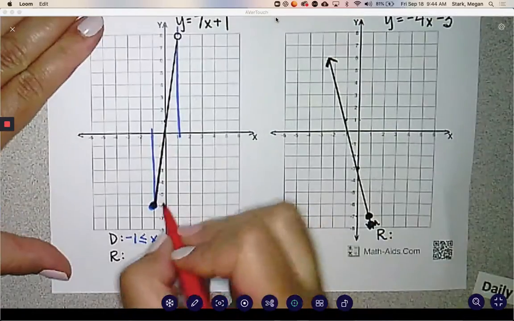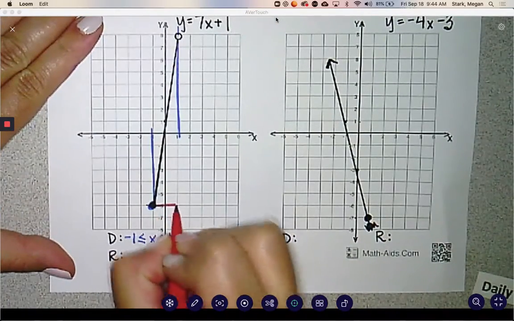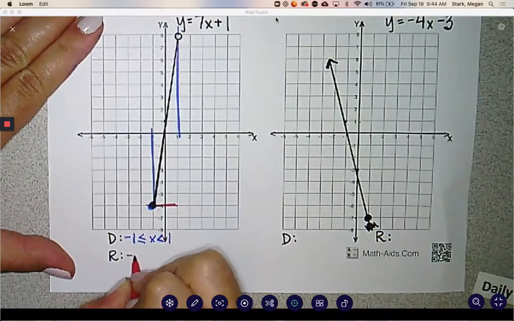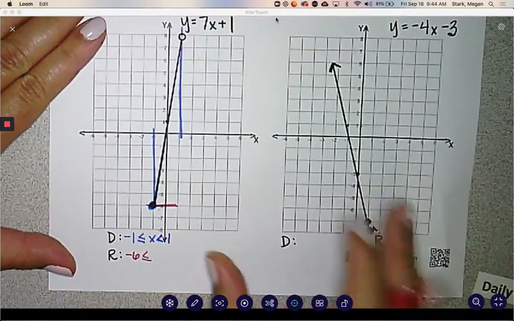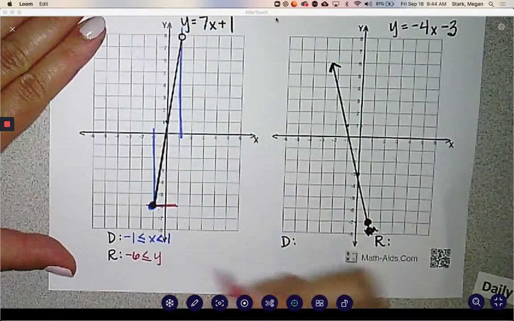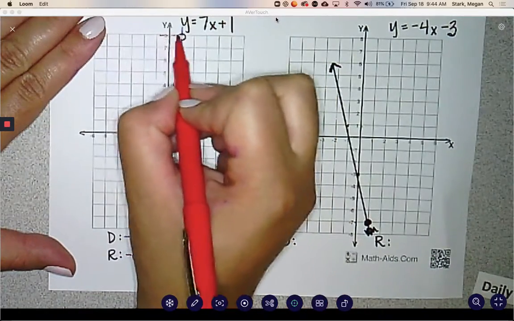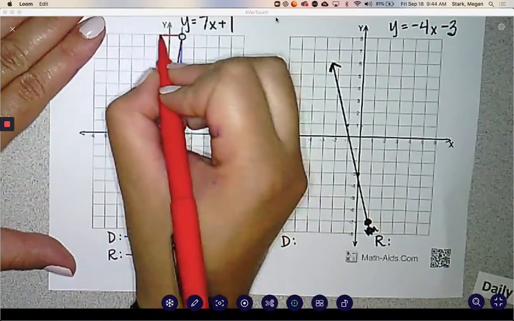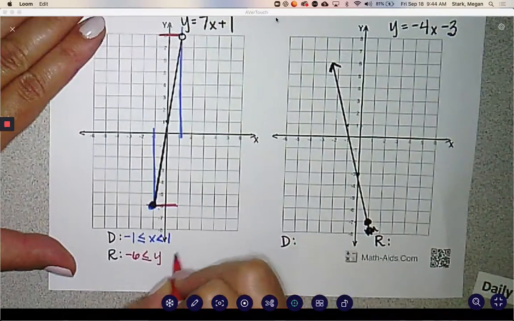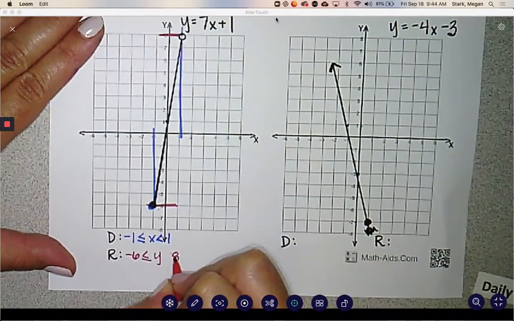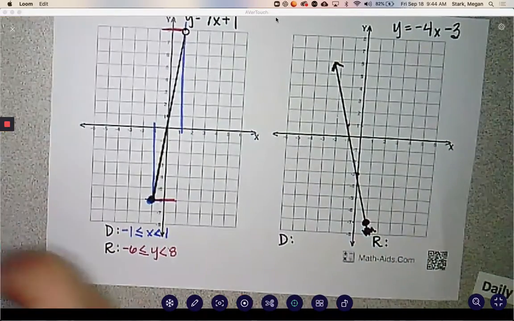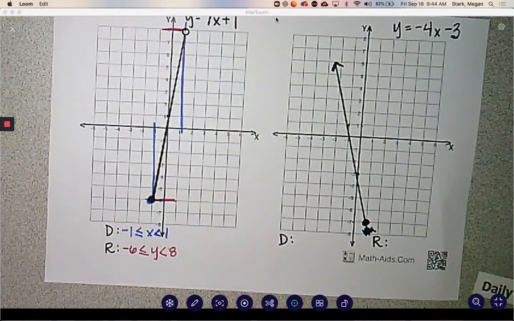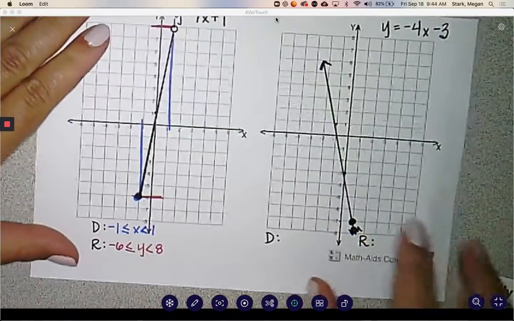Range, we start at the bottom, and so that's at -6. It's a closed circle, y, all the way up to this, which is 8, and an open bracket, or open alligator mouth. So see, not too shabby, right? Okay, so let's look at this second one.